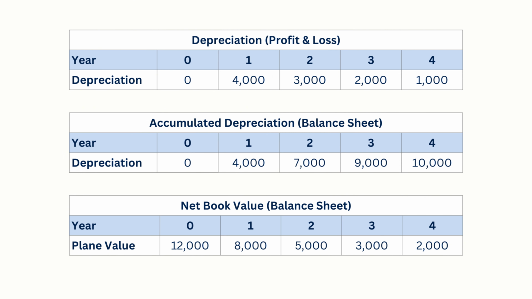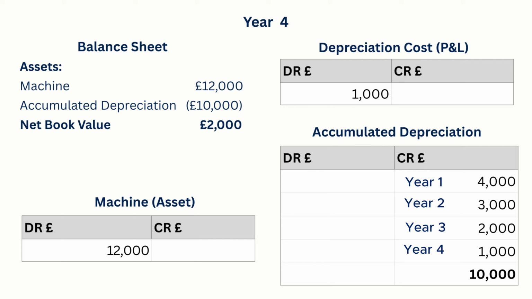Depreciation hits the profit and loss each year, builds up in accumulated depreciation, and gradually reduces the net book value on the balance sheet. Let's look at how we recognise the depreciation charge for the year and update the accounts accordingly in year 4. First, in the profit and loss account, we record the year 4 depreciation expense of £1,000. This is shown as a debit to depreciation cost because depreciation is an expense that reduces profit for the year. At the same time, we credit accumulated depreciation by £1,000. This increases the total depreciation charged against the machine over its life.